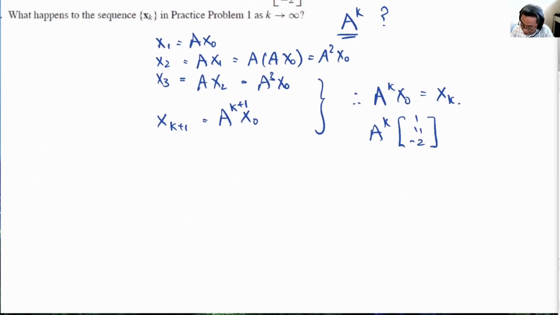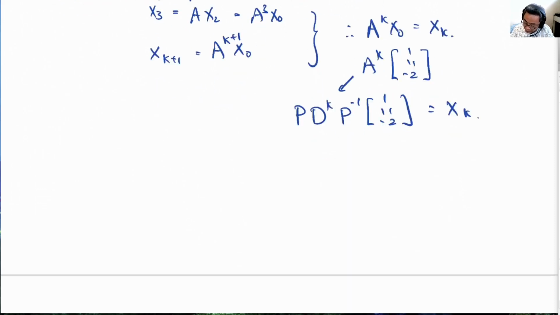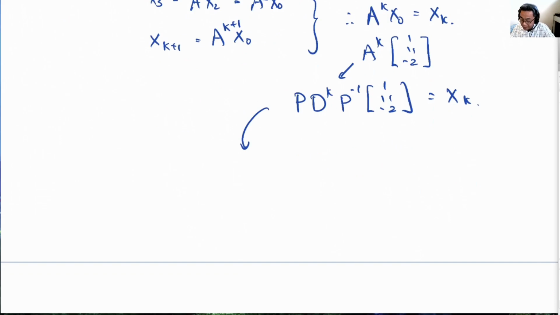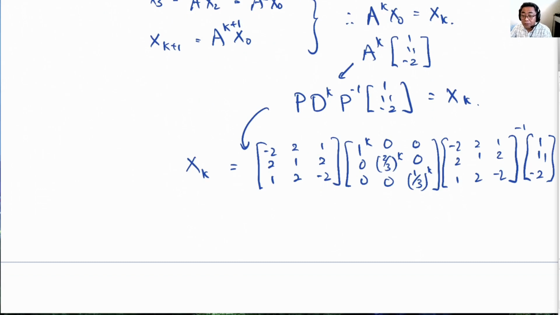What we need to do is what we have seen in the previous tutorial: it will be P D^k P minus 1 times the column vector x naught, to get x of k. And now we can fill up the rest. So maybe we fill up the matrix. I write down the whole matrix. So this matrix is P, this matrix is D, this is P minus 1, so you can see the minus 1 here, and this is x of 0.